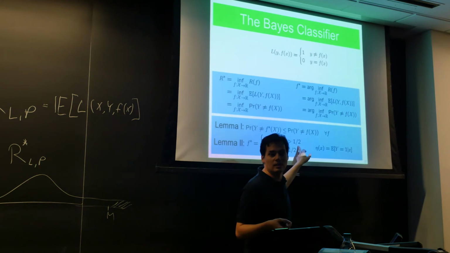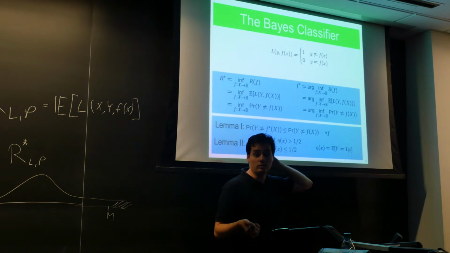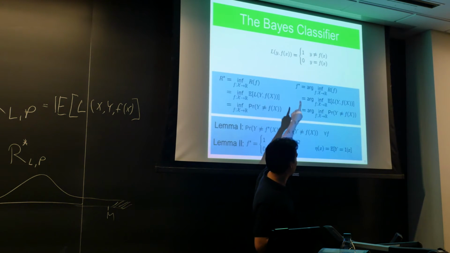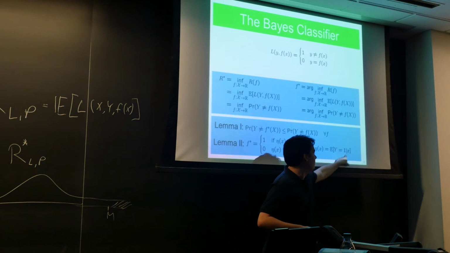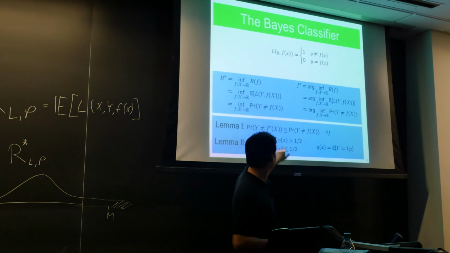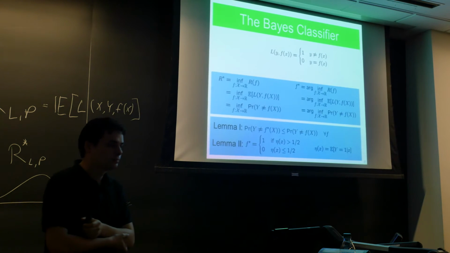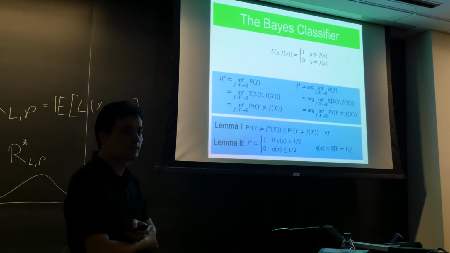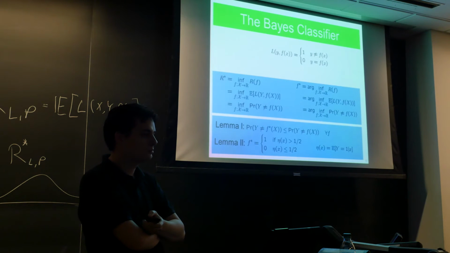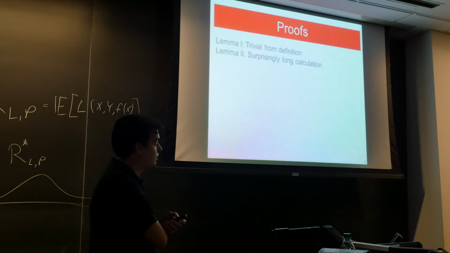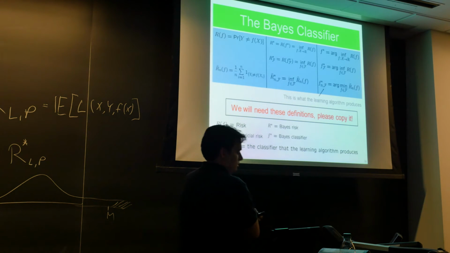The proof of this is actually pretty complicated, so we are not going to prove it, but at least you should know that when you use classification loss, the best classifier should have this form, which achieves the Bayes risk. Questions? All right.